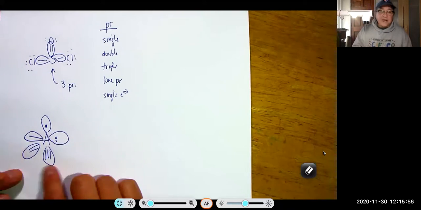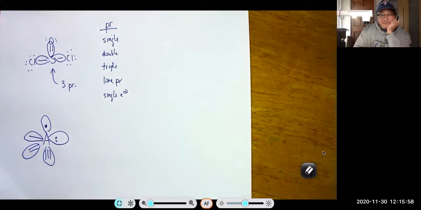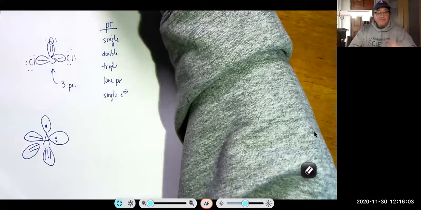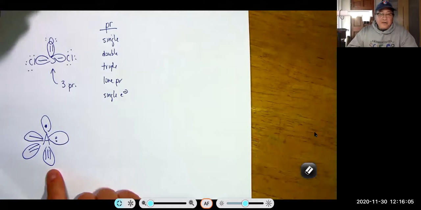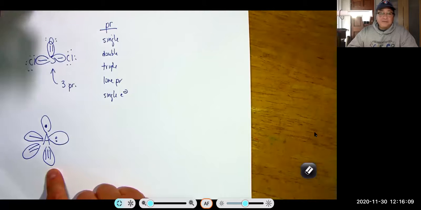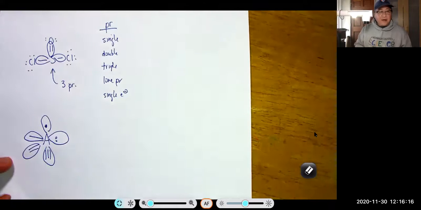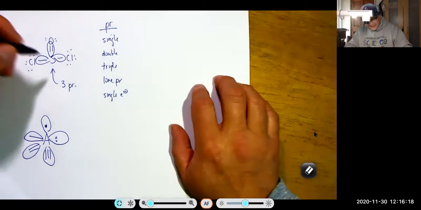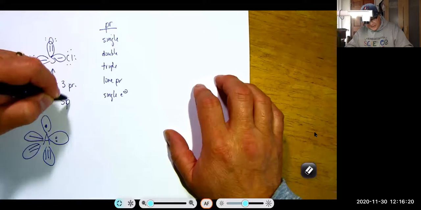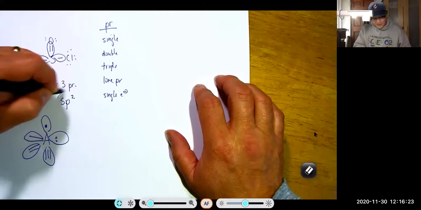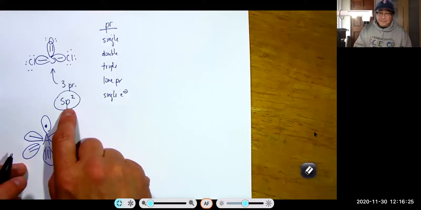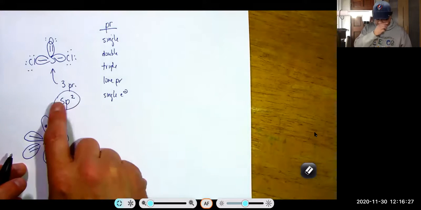How many pairs on this guy? If you think there's 1 pair, give me an okay. If you think there's 2 pair, give me an okay. 3 pair, 4 pair, 5 pair. Correct. 5 pair. So that's why this has 3 pair. So that means that this is sp2 hybridized. 1, 2, 3. 3 pair.